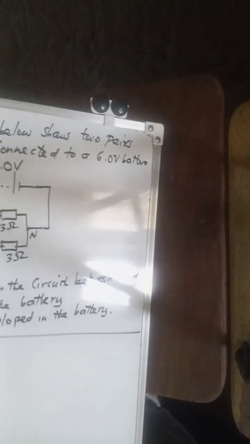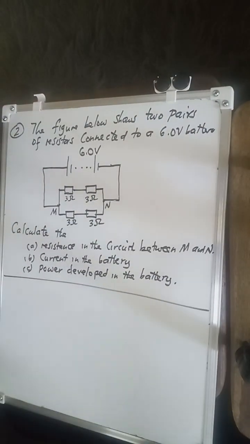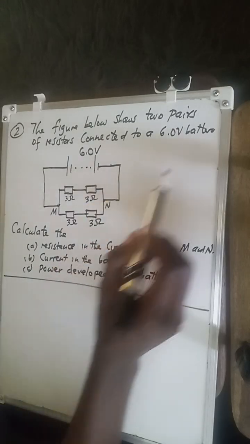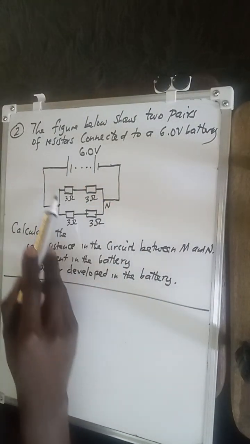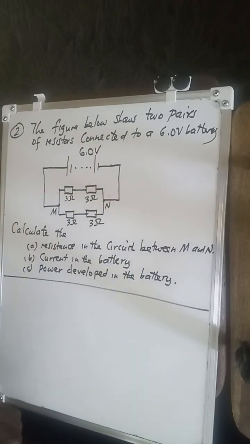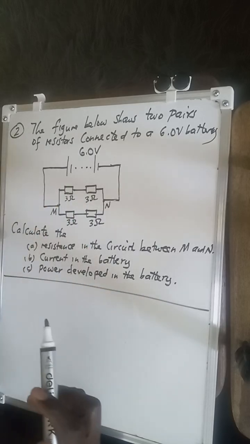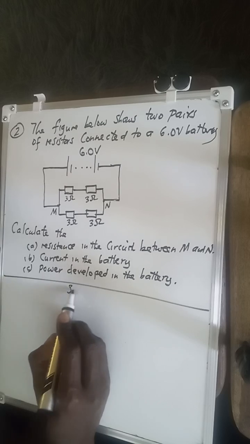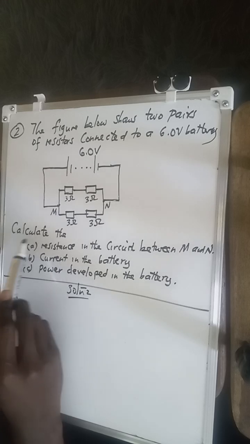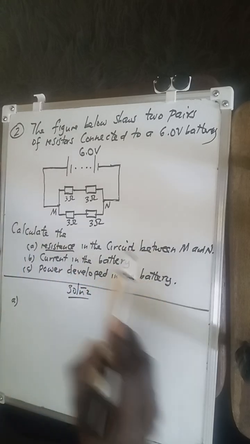Well, let's look at another sample question that we do have. This is also coming from another ECZ exam. It was saying the figure below shows two pairs of resistors connected to a 6.0 volt battery. So they have given us a battery there, and you can see how these resistors are arranged. In my previous videos, I did show you how you can go about calculating the resistance in such a circuit when you have resistors arranged in such a manner. So the question there says calculate the resistance in the circuit between M and N.